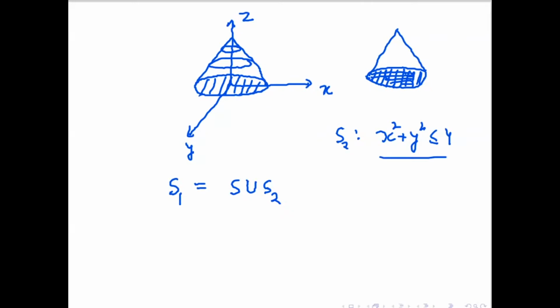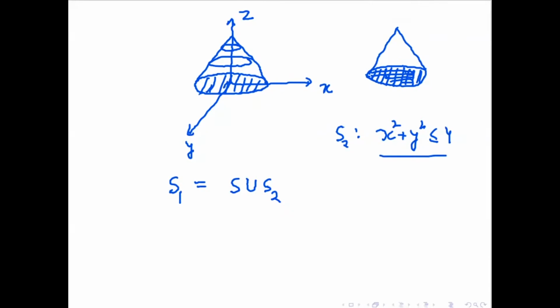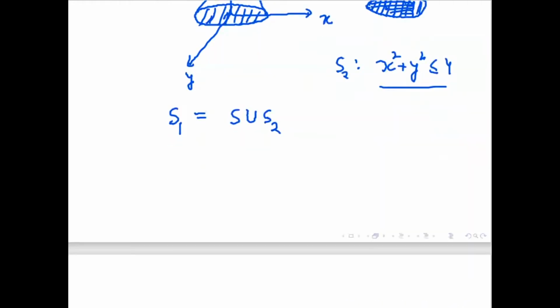If you take the union of the original cone surface plus this circle surface, and combine them, then whatever surface you get, I am calling it S1. That surface S1 will be a closed surface because I added that part where it is open. So this S1 is the closed surface. So now we can apply Gauss divergence theorem over this surface S1.